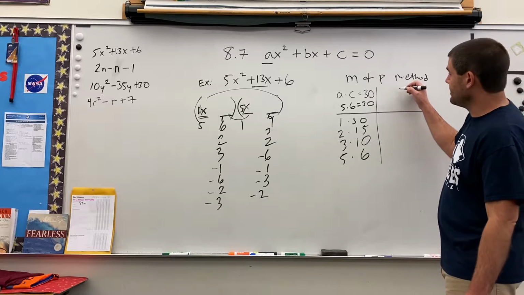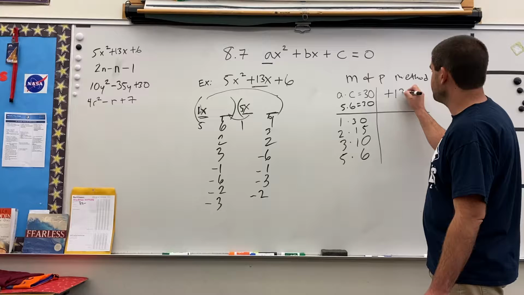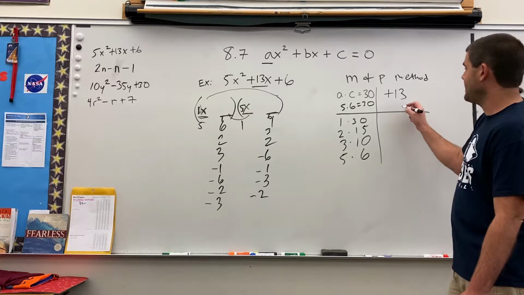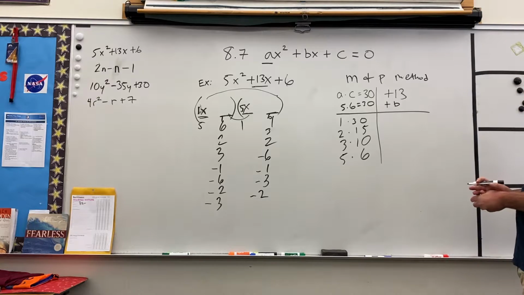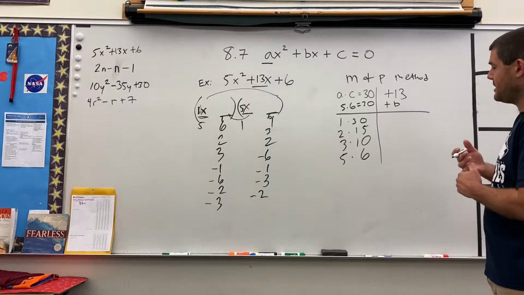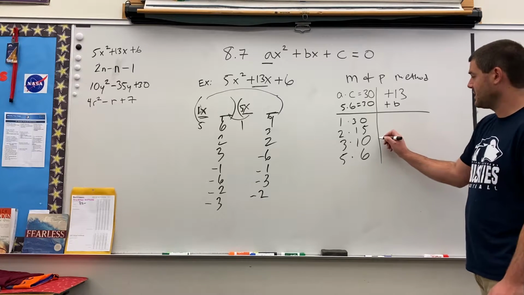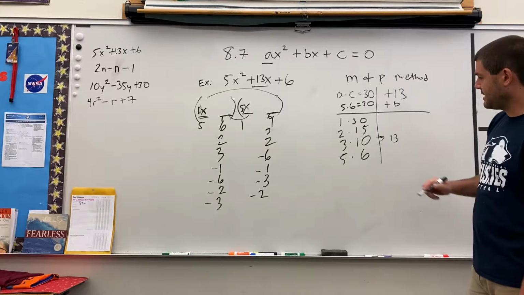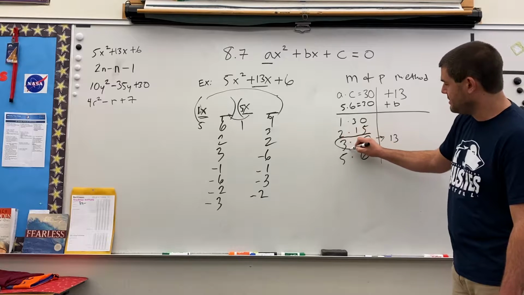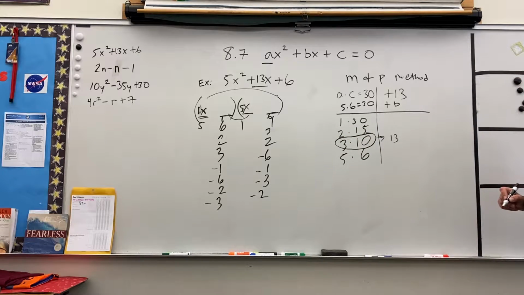And then over here, I need them to add up to 13. So basically add up to what b is. Okay. Well, which ones of these can I make add up to 13? Well, this one I can. If I add them together, I could get 13. So this is going to be my guy that I use.